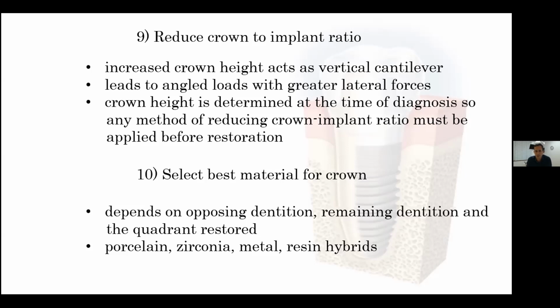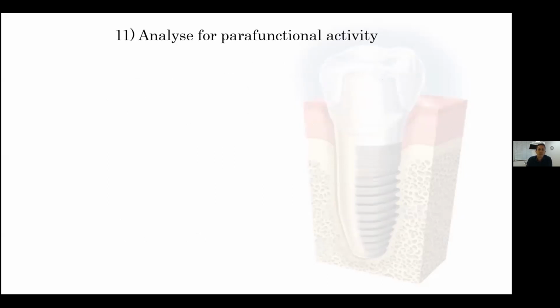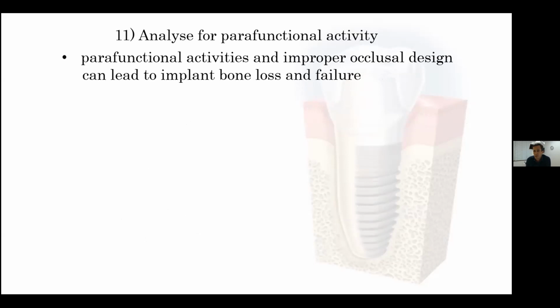So we look at material. Then we have to analyze for parafunctional activity. Now, this is important for any restorative situation. If you are doing a full mouth reconstruction, you have to look out for parafunctional activity and make sure you protect what you have built from that activity. If you have parafunctional activity with a poor occlusion, it is even more destructive. And that can definitely lead to the failure of implant bone loss and failure of the entire structure. It can lead to the failure of teeth as well.